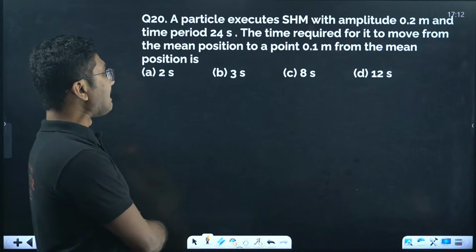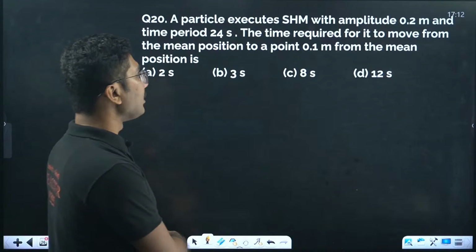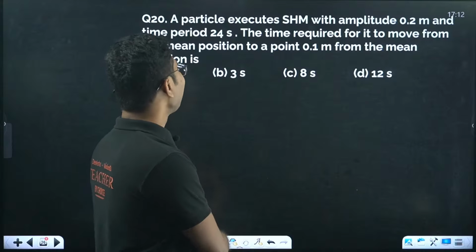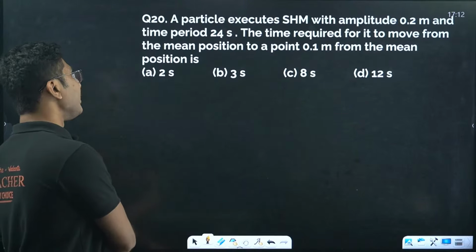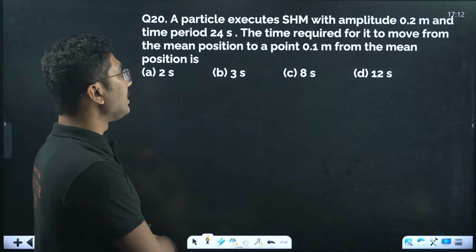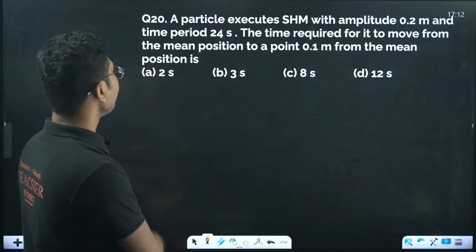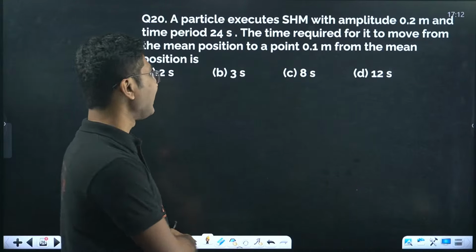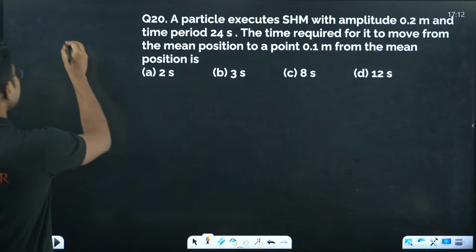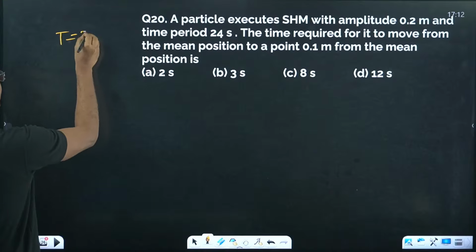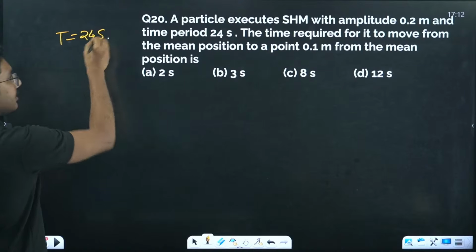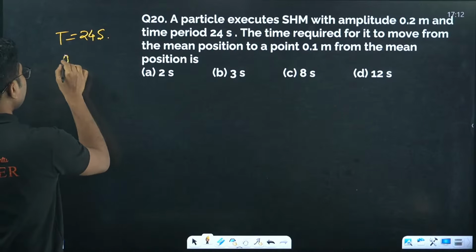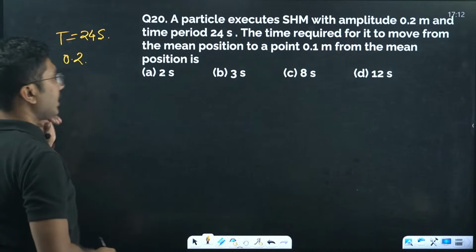A particle executes SHM with amplitude 0.2 meter and time period 24 seconds. The time required for it to move from the mean position to 0.1 meter from the mean position is? So the time period here is given as 24 seconds. Amplitude here is given as 0.2.